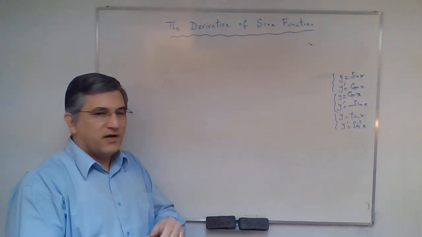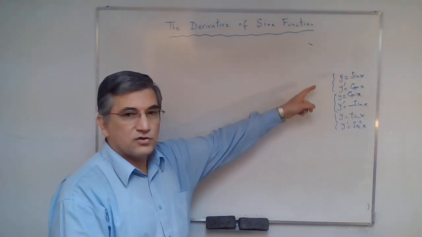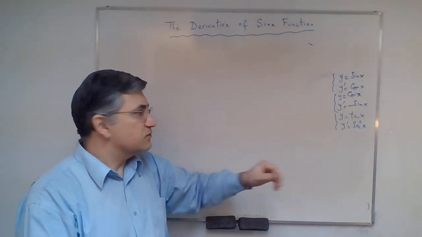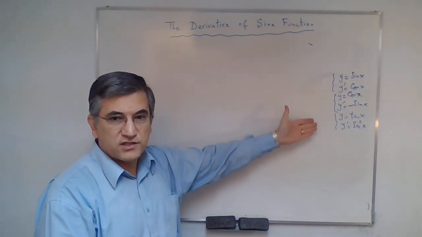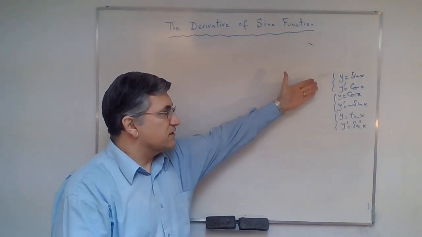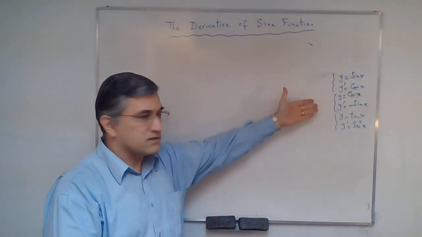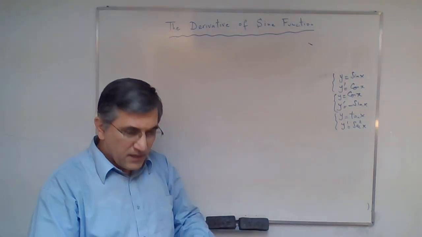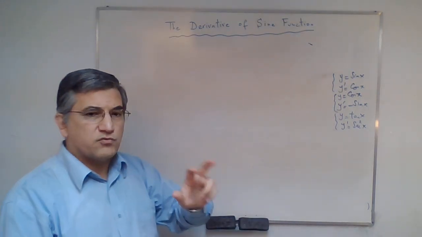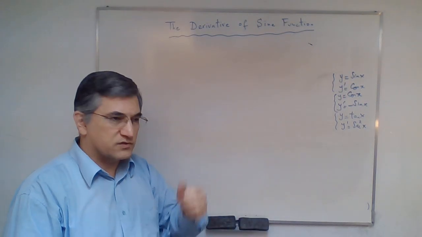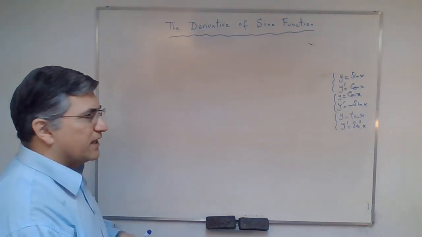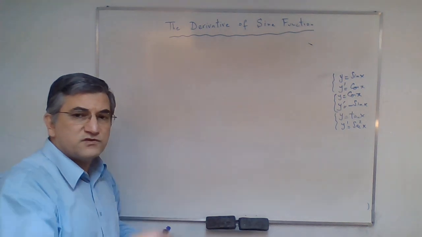Welcome back. In the past lecture, we learned about the derivatives of three primary trigonometric functions: sine, cosine, and tangent. We said that the derivative of sine of x is cos x, the derivative of cos x is negative sine x, and the derivative of tangent x is secant squared of x. But other than these three trigonometric functions, we have three more. We call them reciprocal functions. And I wonder what the derivatives of those functions are.